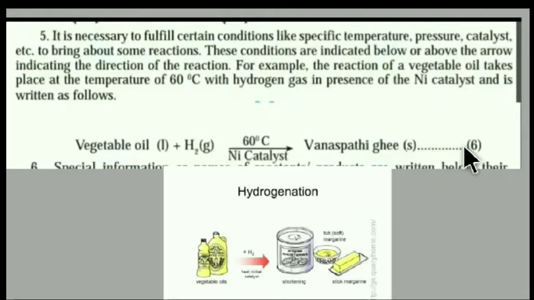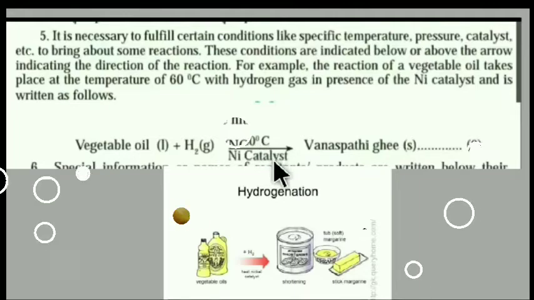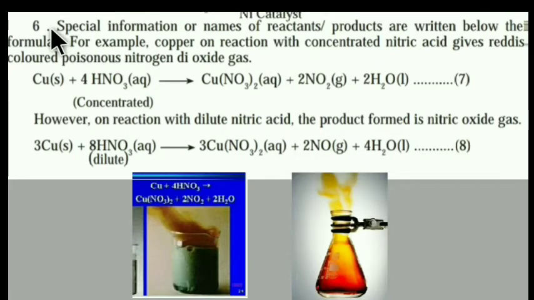This is the sixth equation. So the vegetable oil reacts with hydrogen in the presence of nickel catalyst. There is formation of margarine, that means vanaspati ghee. So this information we can write below and also above the arrow. Sixth, special information or name of reactant or product are written below their formula.